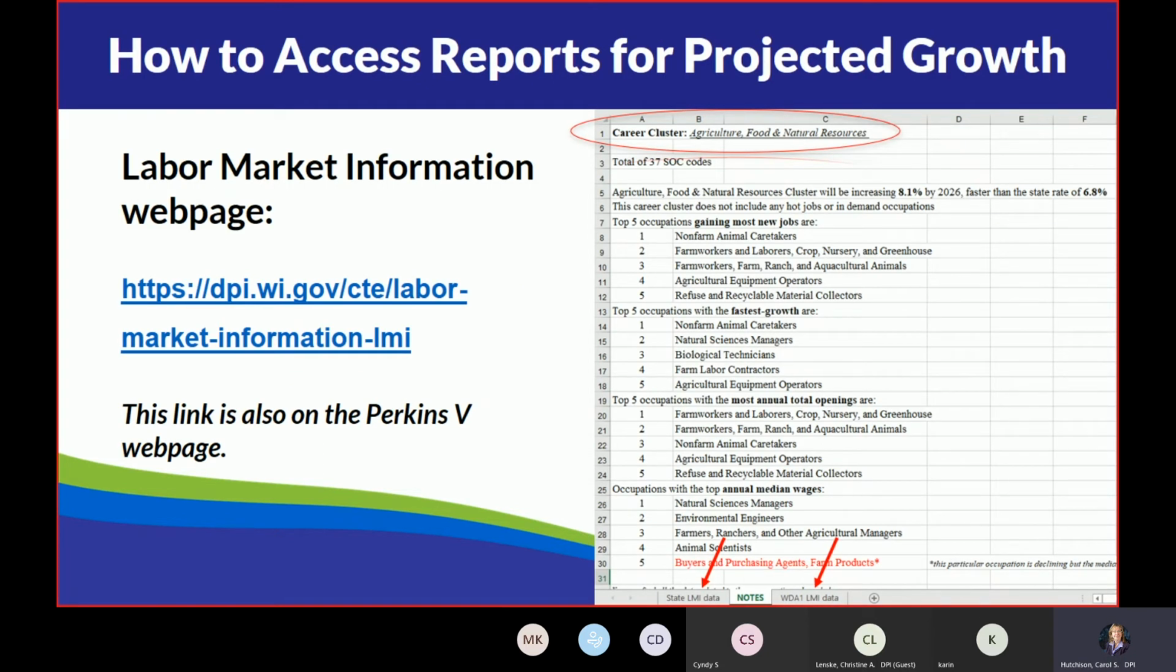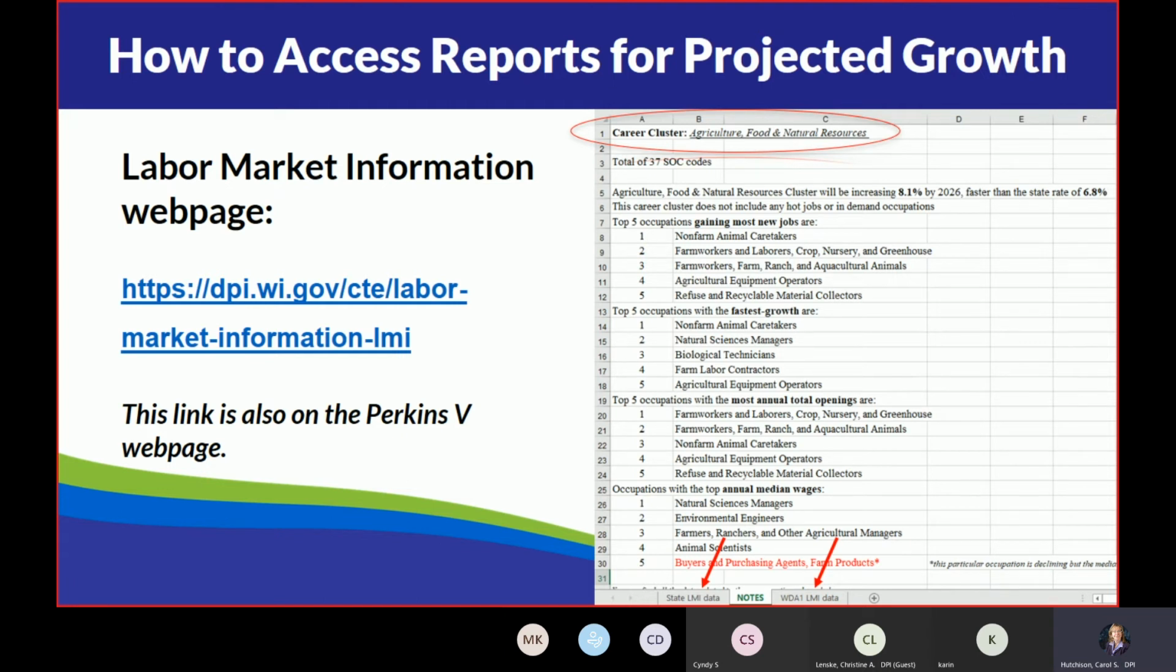In partnership with the Wisconsin Department of Workforce Development, we are creating state and regional reports that will provide industry projections specifically tailored to our CTE program areas. On this screen, you see an example of the summary for agriculture and natural resources. This summary will tell you if the growth in this CTE program area is increasing or decreasing as compared to other areas. It will also highlight top job categories, such as those that are projected to have the most newly created jobs, are the fastest growing, have the most annual job openings, and have the top annual median wages.